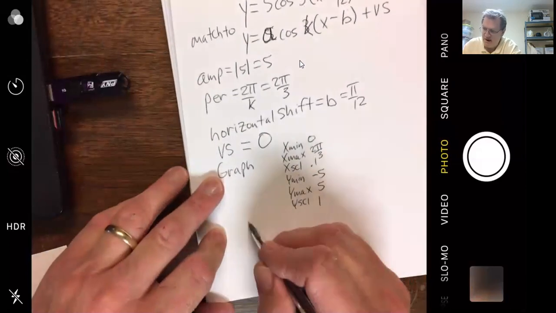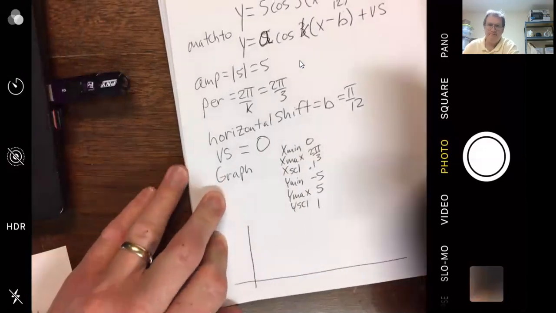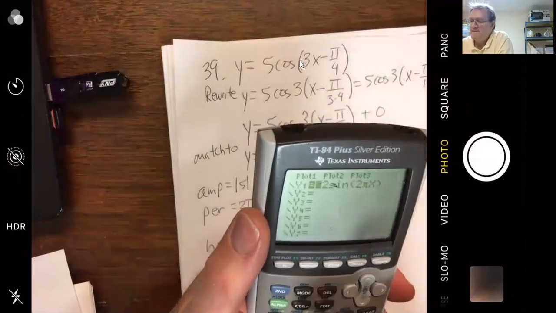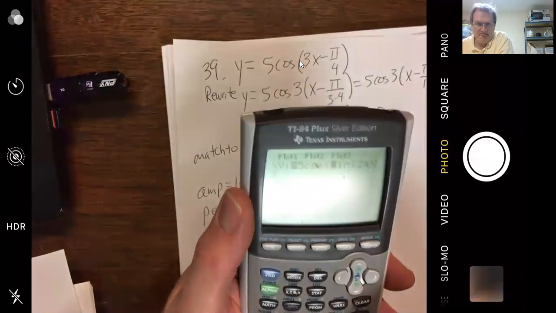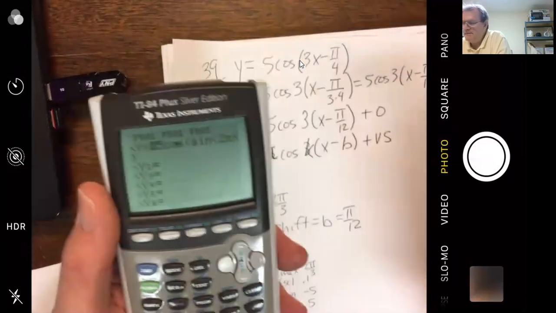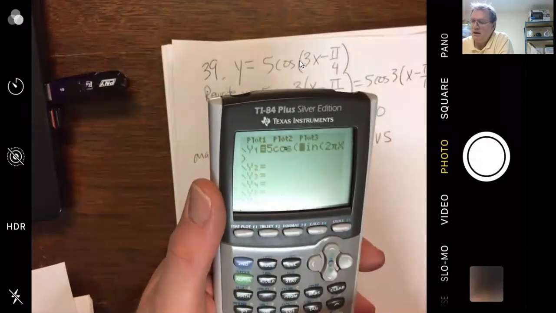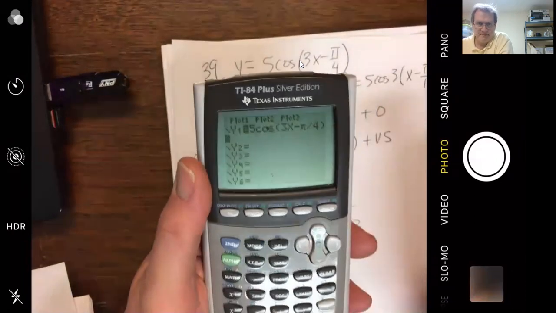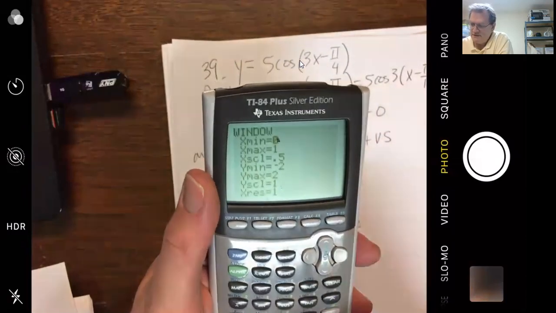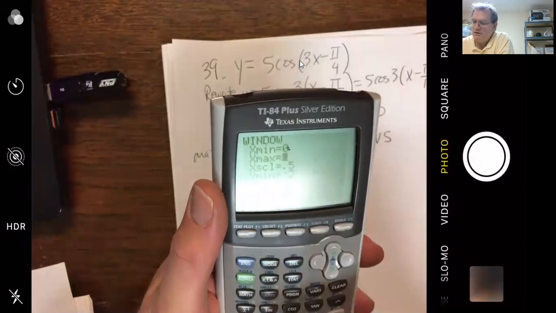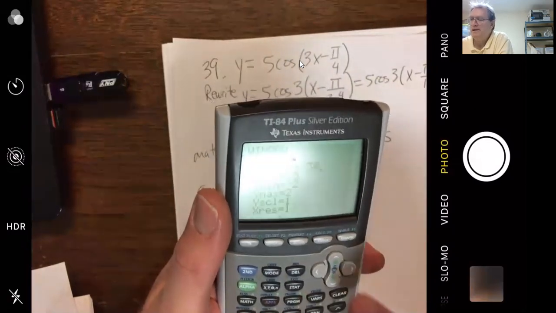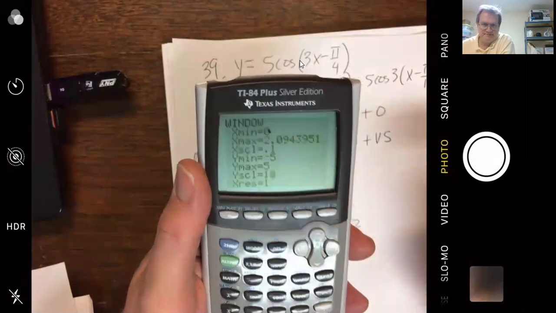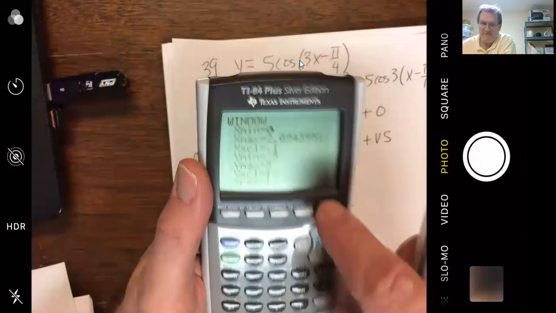All right, let's see if we can draw a graph of this. Five cosine of, I'll do the original 3x minus pi divided by 4. Window 0 to pi divided by 3, that's out of 0.1. And then -5, 5, 1. Graph.